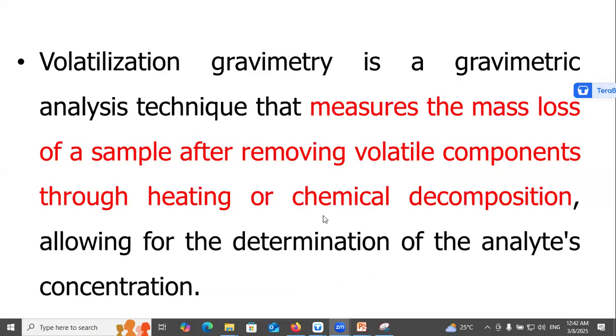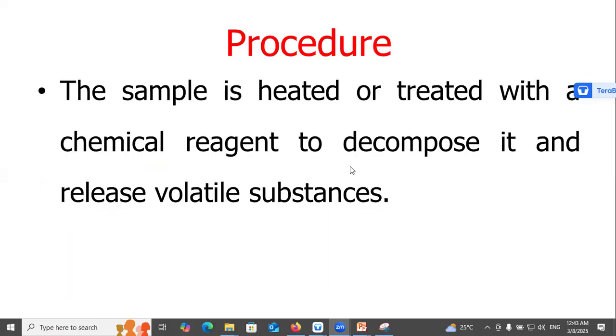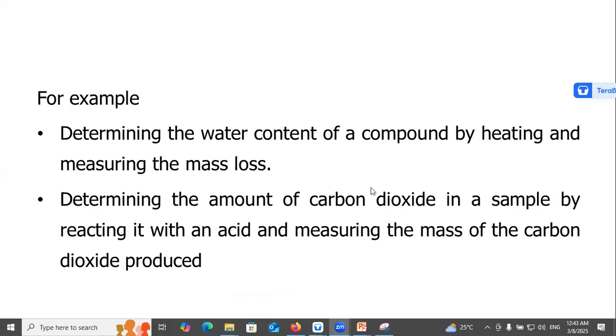Volatilization gravimetry is the gravimetric analysis technique that measures the mass loss of the sample after removing the volatile components through heating or chemical decomposition, allowing for the determination of the analyte's concentration. Procedure: the sample is heated or treated with a chemical reagent to decompose it and release volatile substances. For example, determining the water content of a compound by heating and measuring the mass loss, or determining the amount of carbon dioxide in a sample by reacting it with an acid and measuring the mass of the carbon dioxide produced.